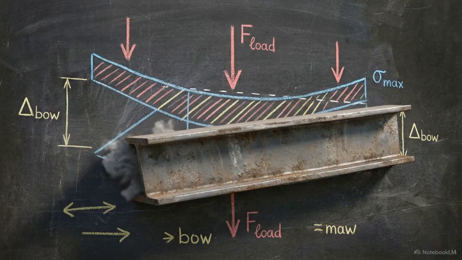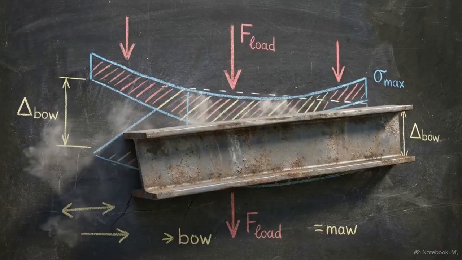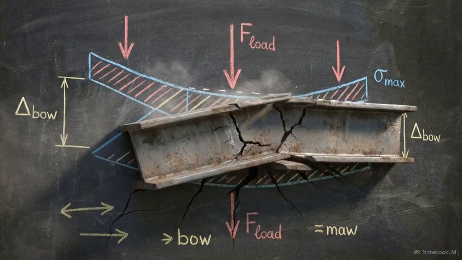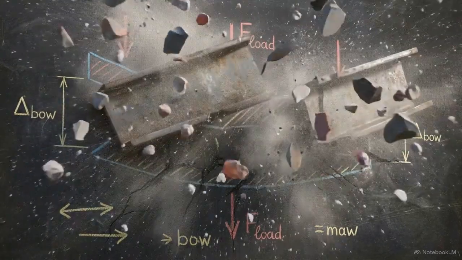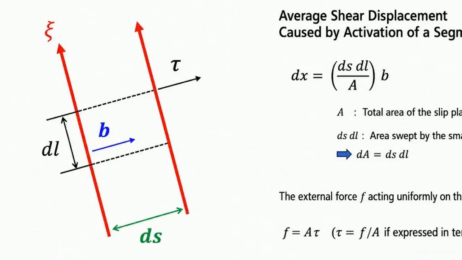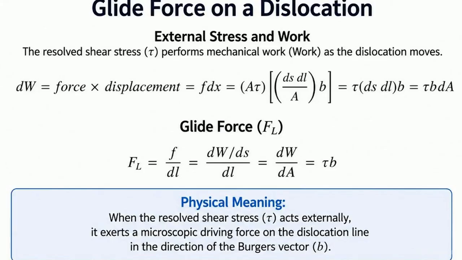Shift focus now from a dislocation at rest to one under stress. How do applied forces drive these defects to move? Movement requires mechanical work. This diagram shows a dislocation line segment moving a distance ds. As it activates, the segment sweeps across an area of the slip plane, performing work. We link this work to a driving force.